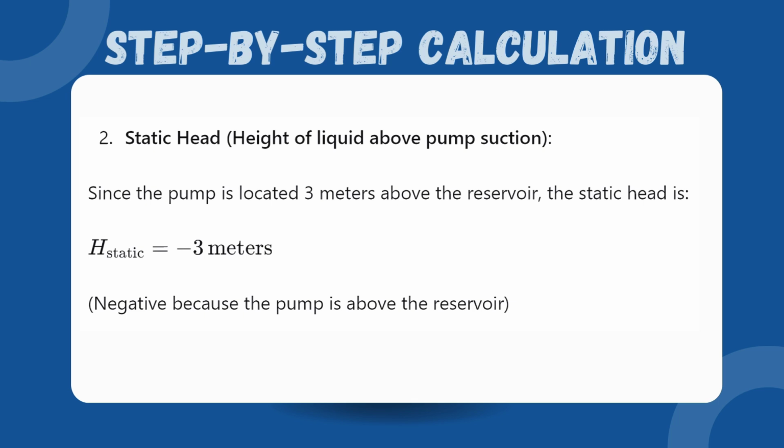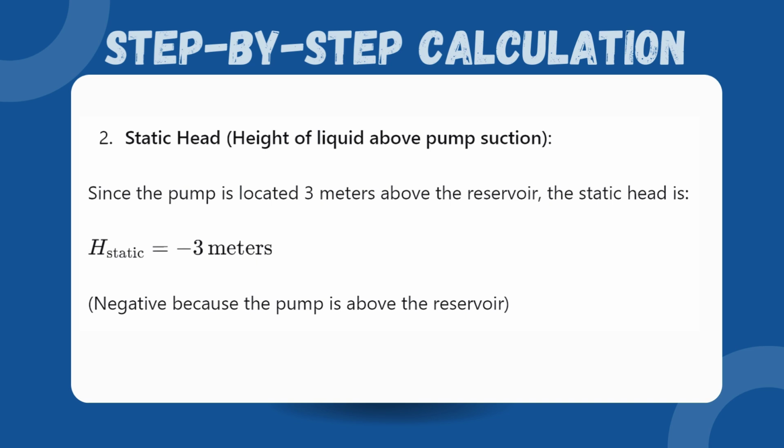Guys, you all know that static head is the height of liquid above the pump suction. Here, since the pump is located 3 meter above the reservoir, the static head will be -3. So here it is written as H static is equal to -3 meter, which is because the pump is above the reservoir. On the other hand, if the pump is below the reservoir, then we would consider it positive. Okay, so the second term is directly given as -3 meters.